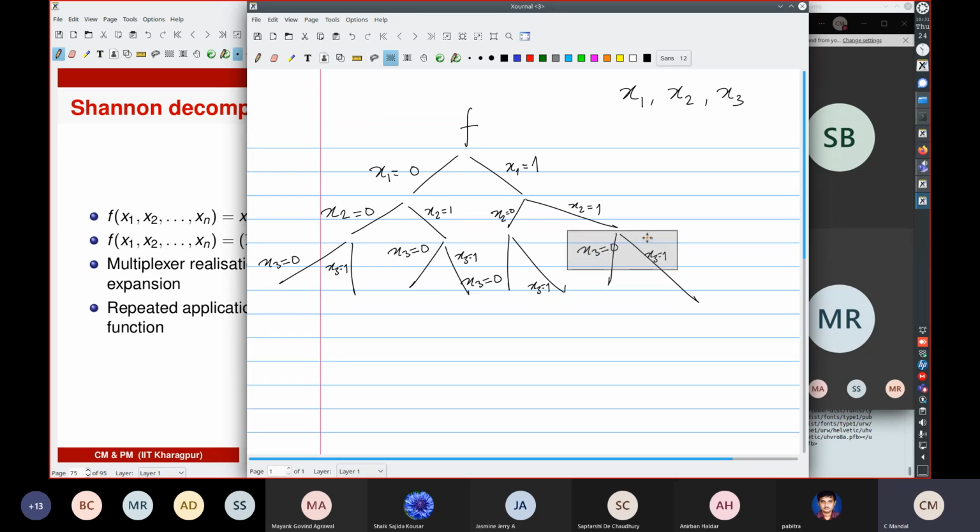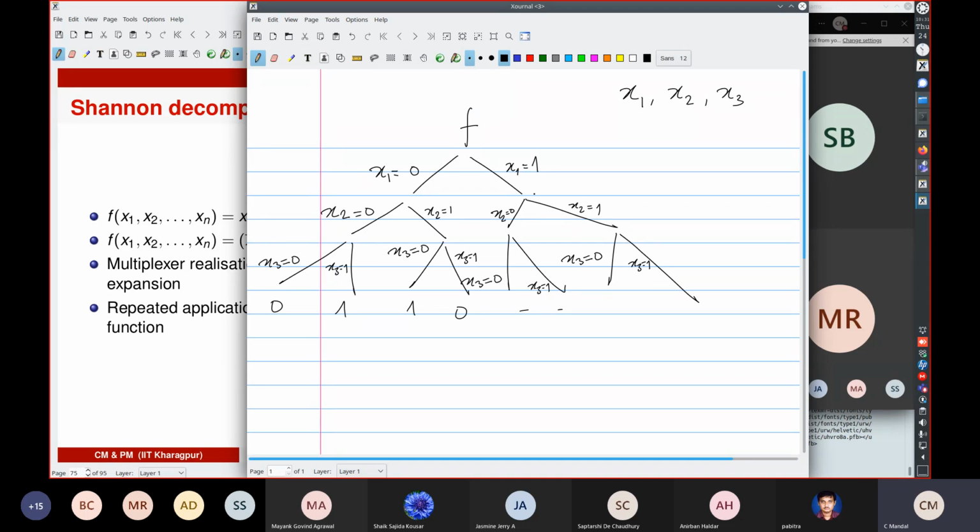You can carry on this decomposition. All right, and finally at the leaf nodes, what will you have? Can anyone tell me what values you will have at the leaf nodes? Yeah, 0, 1. You'll have the constant value, 0, 1, whatever. So you'll have those values.